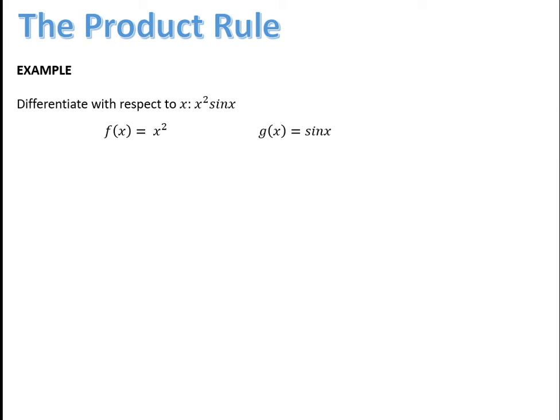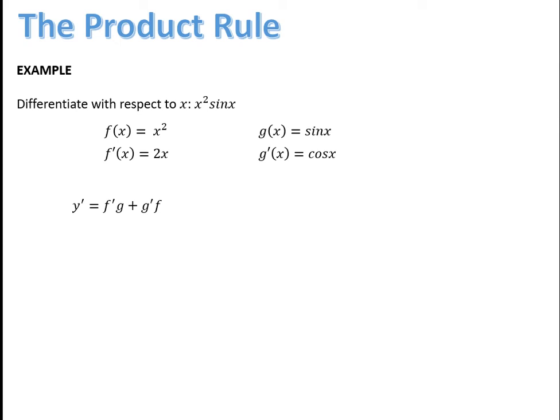It doesn't necessarily matter, because x squared times sine x would be the same as sine x times x squared. So differentiate each one individually. f dash x is 2x, g dash x would be cos x. And then it's just a case of substituting it into your formula. So you might want to write it down just to get used to it: f dash g plus g dash f.